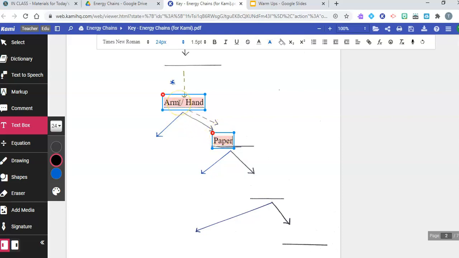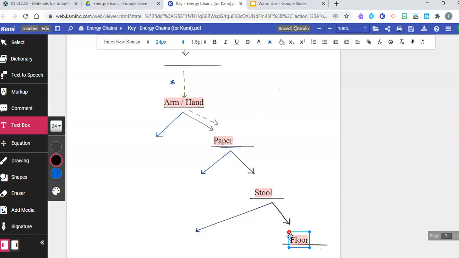So energy left my hand and went into the paper. Energy left the paper and went into the stool. Energy left the stool and went into the floor. Some of you may have said the ground, and that's fine. That's one thing that I want to add about energy chains. Energy chains are considered like a work of art.